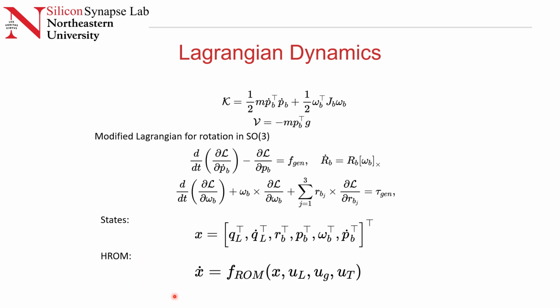So we have a simplified form of this nonlinear equation of motion, H ROM, which is a function of the states and the three inputs, which are the leg acceleration, ground forces, and the thruster forces.